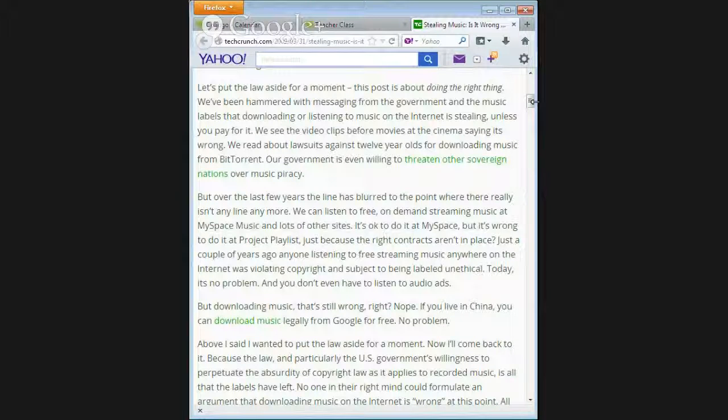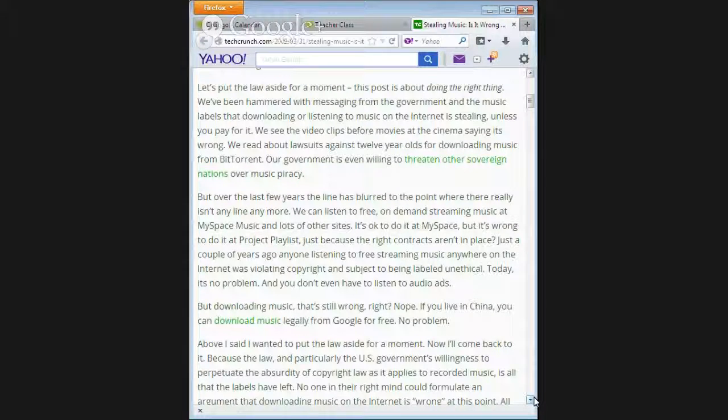We read about lawsuits against 12-year-olds for downloading music from BitTorrent. Our government is even willing to threaten our sovereign nations over music piracy. But over the last few years, the line has blurred to the point where there really isn't any line anymore. We can listen to free, on-demand streaming music at MySpace Music and lots of other sites. It's okay to do it at MySpace, but it's wrong to do it at Project Playlist, just because the right contracts aren't in place. Just a couple of years ago, anyone listening to free streaming music anywhere on the internet was violating copyright and subject to being labeled unethical. Today, it's no problem, and you don't even have to listen to audio ads.